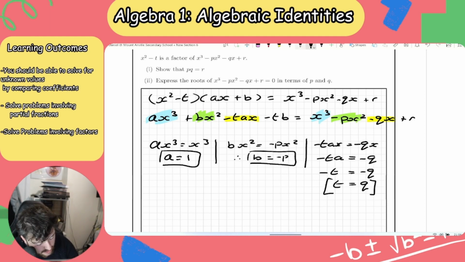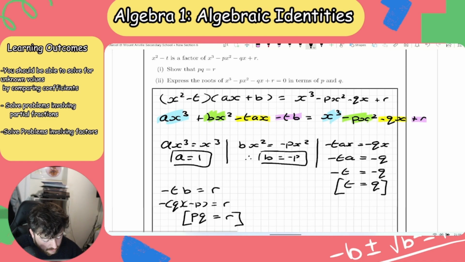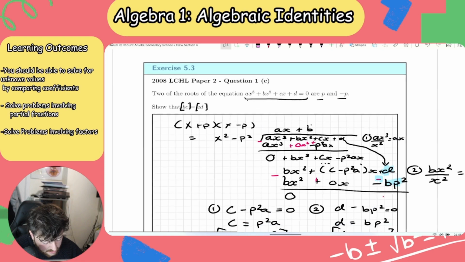Then let's look at my last one here. Let's create my constants. Minus tb is equal to r. Okay, now I'm getting my r's in. Grand. Well, let's look at what I have. T is equal to q, so minus q times, and b is equal to minus p, is equal to r. Minus q times minus p is going to be equal to pq is equal to r. And that is what they were asking us in this problem.